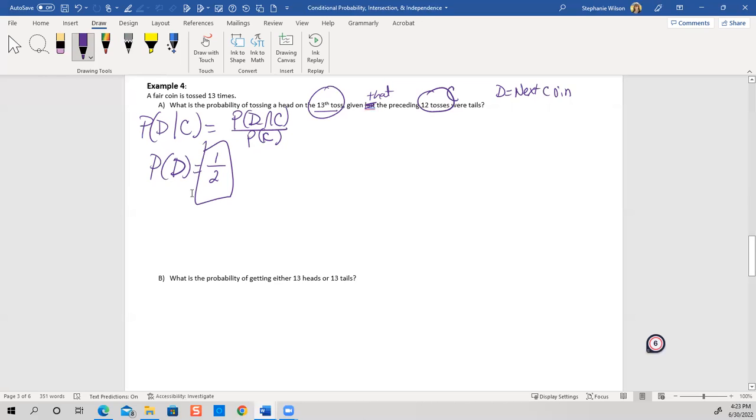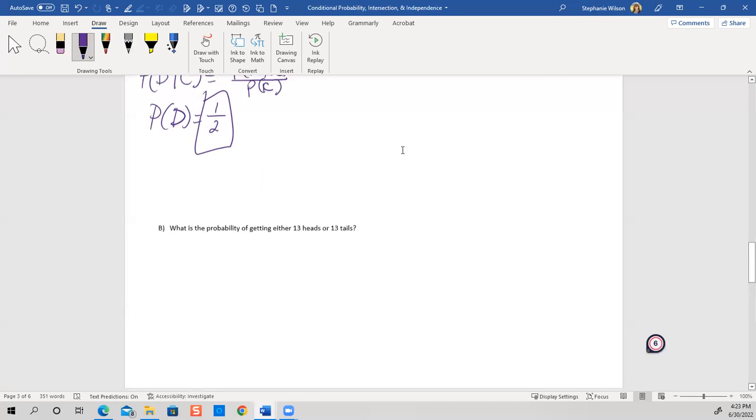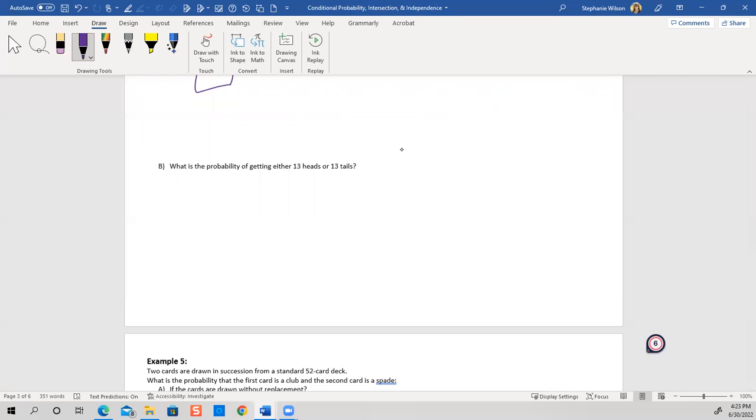Okay. Part B here says, what is the probability of getting either 13 heads or 13 tails? Well, we just figured out that either way it goes, we're going to have a half probability of getting heads or tails. We will want to know what's the probability that if I toss it 13 times, I'm going to come out with tails 13 times or heads 13 times. And remember, the or says that we are going to include them both. So what I'm going to do is take that half, raise it to the 13th power, or you could have said half times half times half.